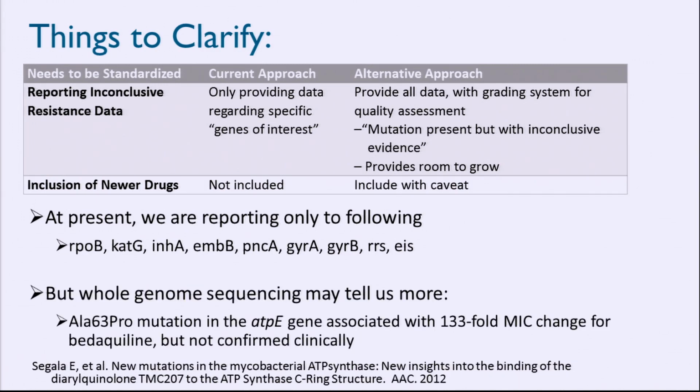But for the moment, we have not been thinking that we're going to include things like the 133-fold MIC-associated mutation that changes from alanine to proline at site 63 in the ATPE gene. Alternatively, there is room for discussion: if I only need 5 drugs, and I know that I've got this, even though I don't know that it's clinically applicable because I don't have in vivo data or epidemiologic data, I might still want to know that, given that there is a caveat.